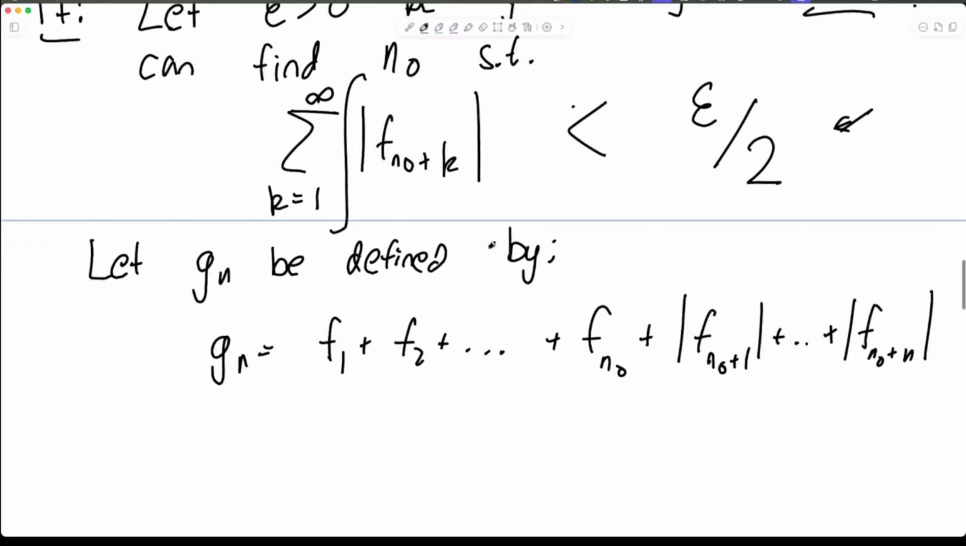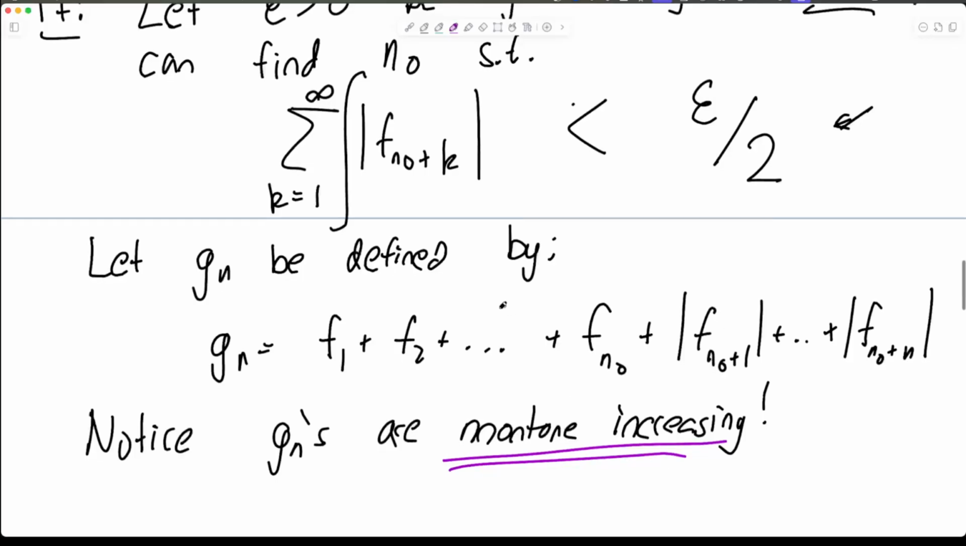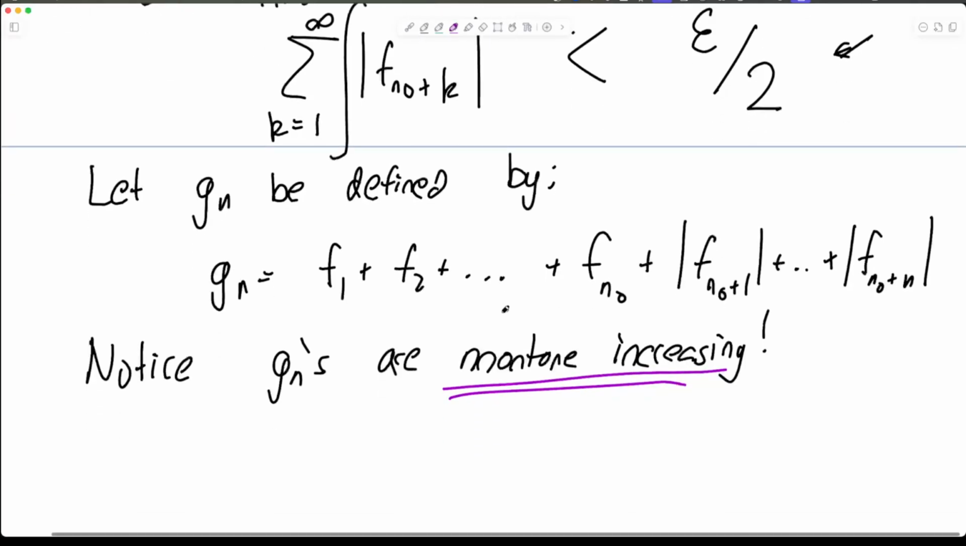Okay. So notice the Gn's are monotone increasing. This is where we're going to lock into the things we've done before. The sum of the f's could go up and down and up and down, and we can't control that. But the Gn's, because of the way we define them with absolute values, are really going up, and that means we can apply the previous theorem. One other thing we need for the previous theorem, we need the limit of the Gn's to be positive.